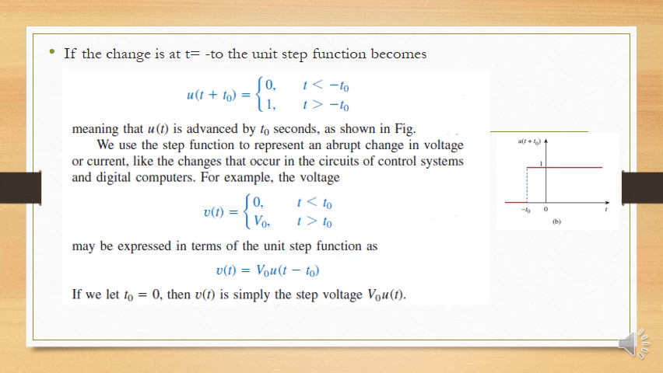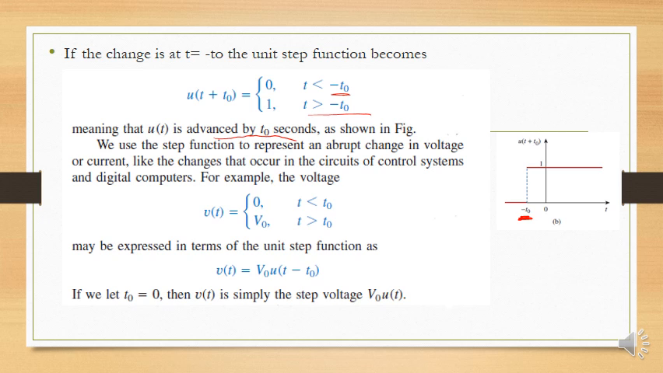If the change is at minus t naught, the unit step function will become u of t plus t naught. It is addition of this value t naught. So we may say that u of t plus t naught is 0 for t less than minus t naught and it is 1 for t greater than minus t naught, like this. Meaning that u of t is advanced by t naught. It is an advanced function.